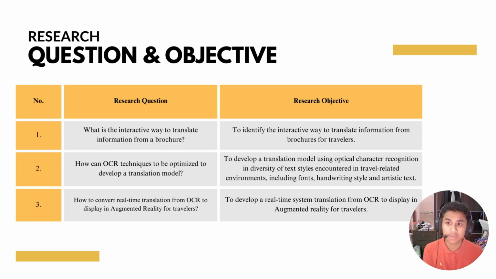So we move on to my research questions and objectives. First research question: what is the interactive way to translate information from a brochure? How can OCR techniques be optimized to develop a translation model? How to convert real-time translation from OCR to display in augmented reality for travelers? To identify the interactive way to translate information from brochures for travelers is the first research objective. Next is to develop a translation model using OCR for the diversity of text styles encountered in travel-related environments. Third, to develop a real-time translation system from OCR to display in augmented reality for travelers.